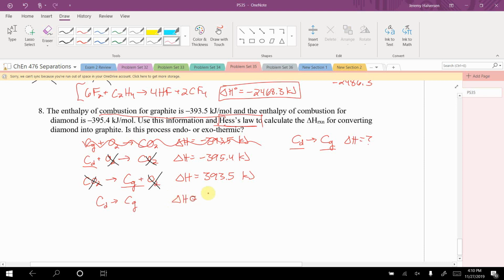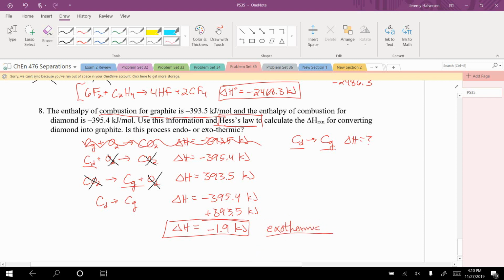So the delta H is going to equal negative 395.4 plus 393.5, and that gives me a value of negative 1.9 kilojoules. So the delta H of converting diamond into graphite equals negative 1.9 kilojoules. So endo or exo, it's negative, so this is exothermic.